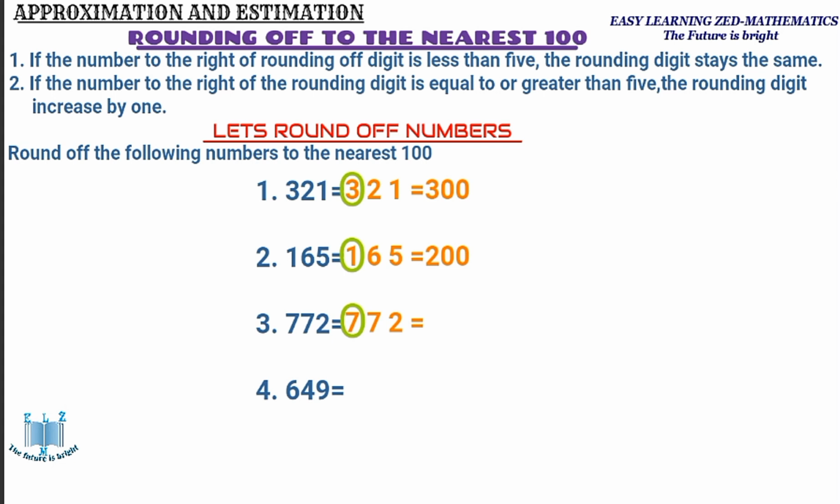7 is greater than 5. So the rounding digit will increase by 1. We're going to add 1 to the rounding digit. So the rounding digit is 7, and 7 plus 1 will give us 8.